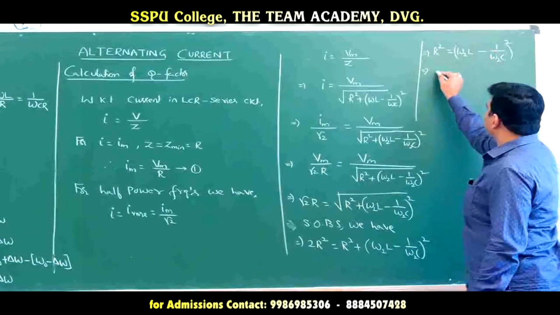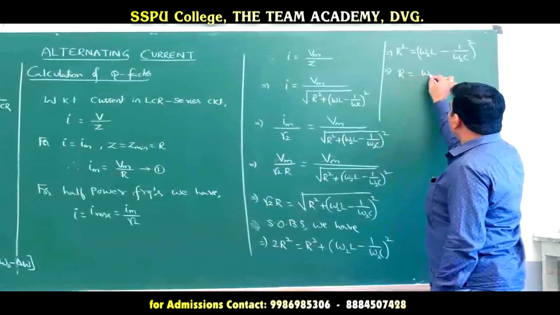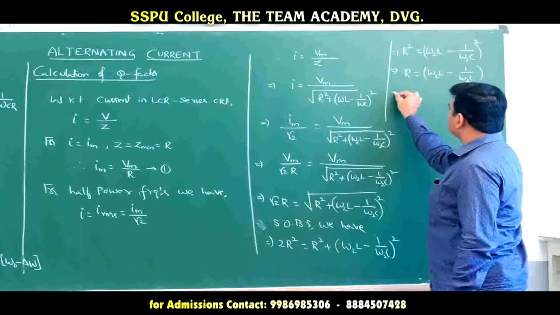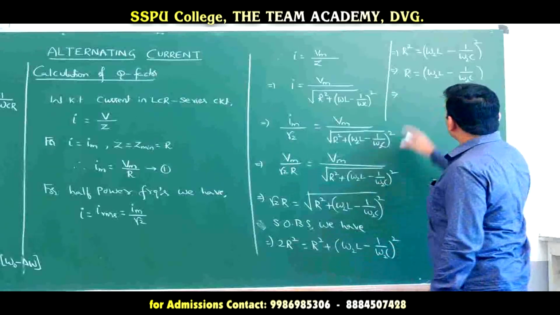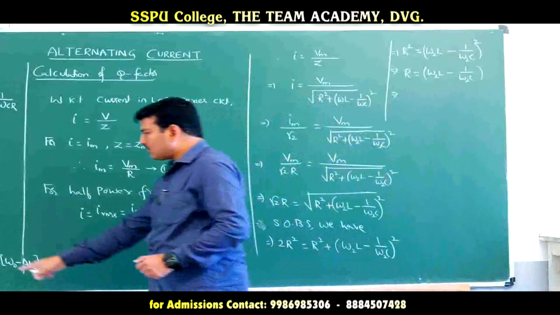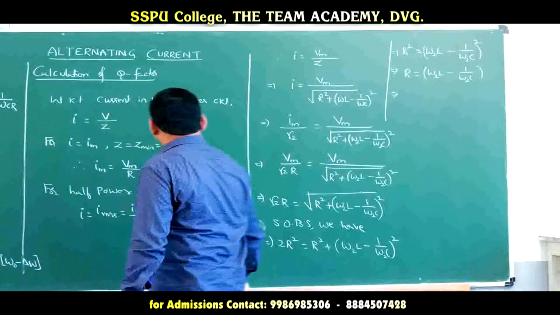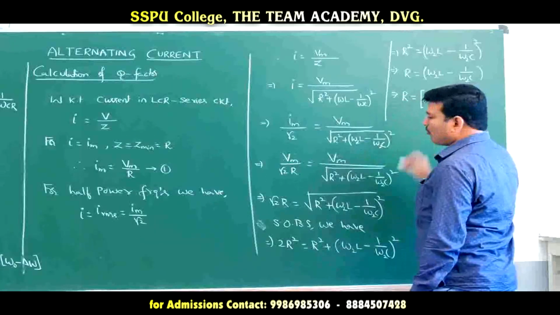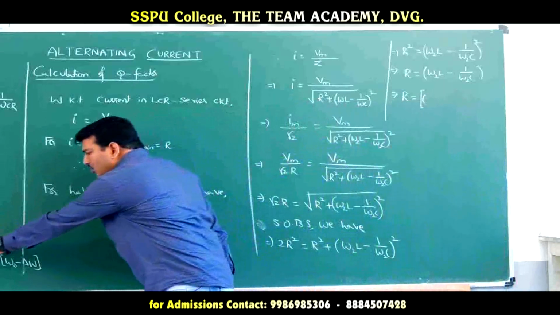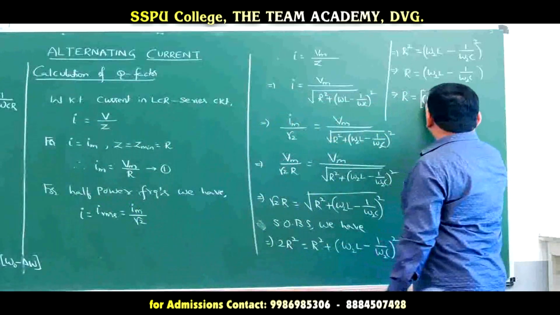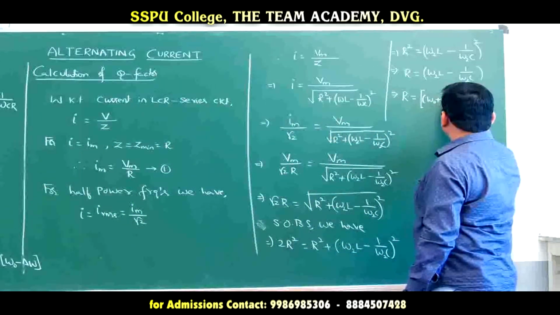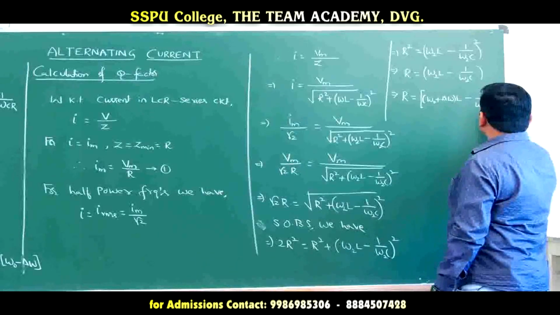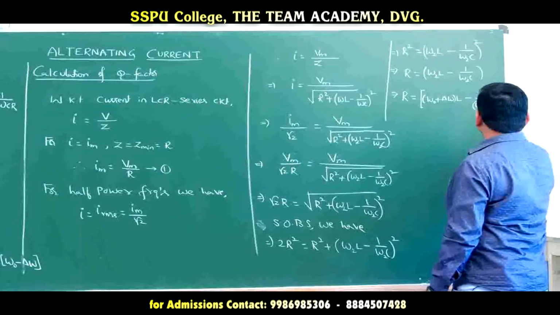Removing the square on both sides, I can write R is equal to omega 2 L minus 1 by omega 2 C. But what is this omega 2? If you see here, omega 2 is nothing but omega naught plus delta omega. Therefore, substitute here. This implies R is equal to omega 2, which is omega naught plus delta omega, substituted here: (omega naught plus delta omega) into L minus 1 by (omega naught plus delta omega) into C.